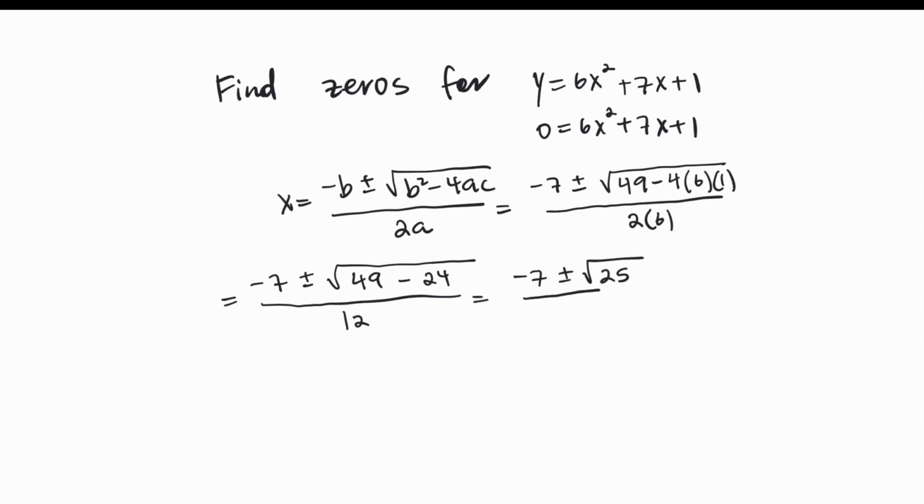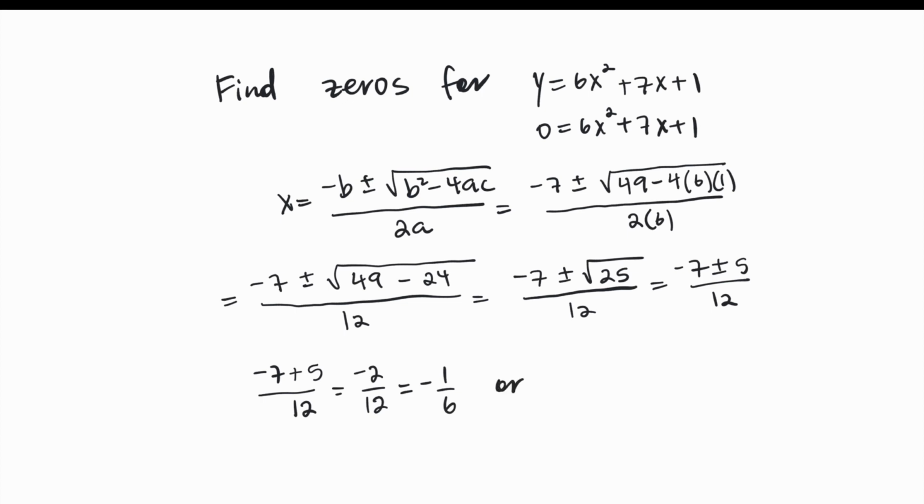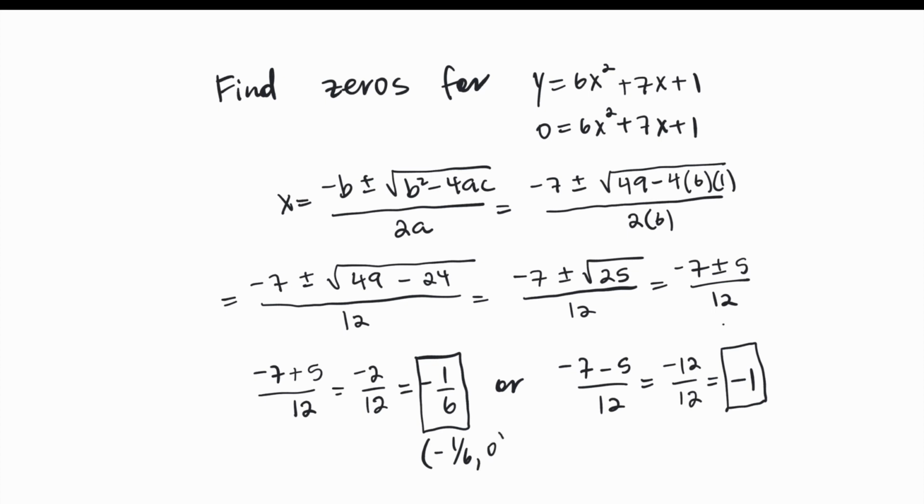Square root of 25 will eventually give us a 5. The two answers are either negative 7 plus 5 over 12, which is negative 2 over 12, simplified to negative 1 over 6, or the second answer is negative 7 minus 5 over 12, which is negative 12 over 12, which is negative 1. Those are the zeros of the quadratic function. If you were asked for x-intercepts, you would write these as (negative 1 over 6, 0) and (negative 1, 0).